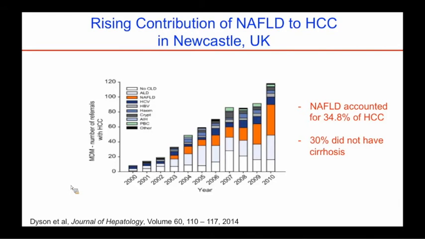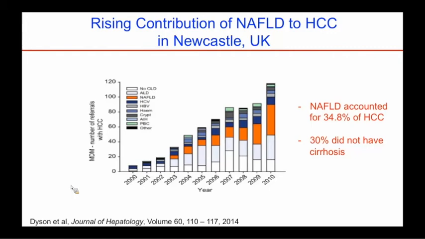And this is one of her studies that looked at the number of referrals to their regional center in Northeast England and the distribution of patients with hepatocellular carcinoma and the distribution of etiologies. And the orange component of these bars represents the fraction of patients who had underlying NAFLD as a cause of, or as an associated etiology with, their hepatocellular carcinoma.